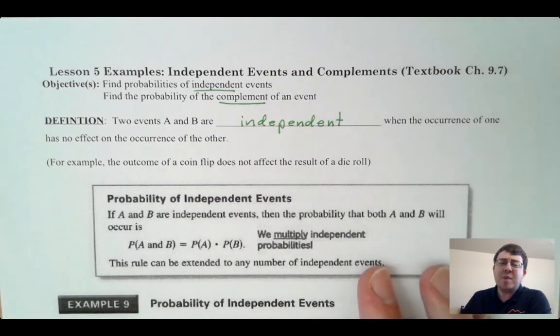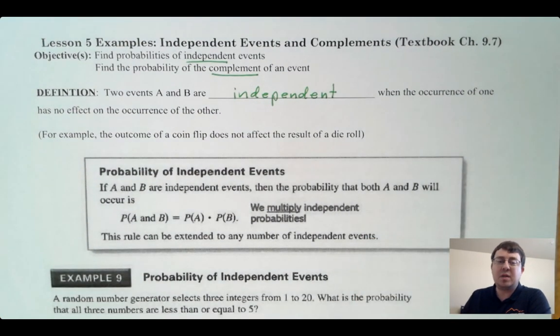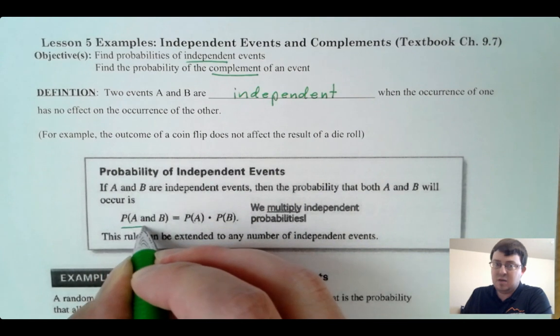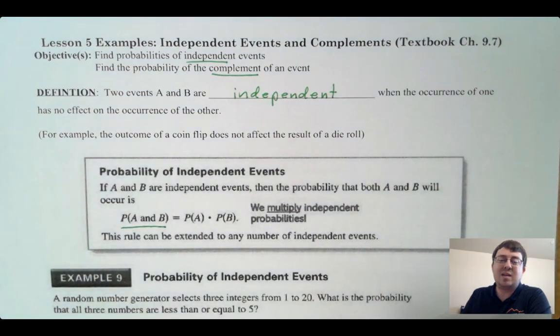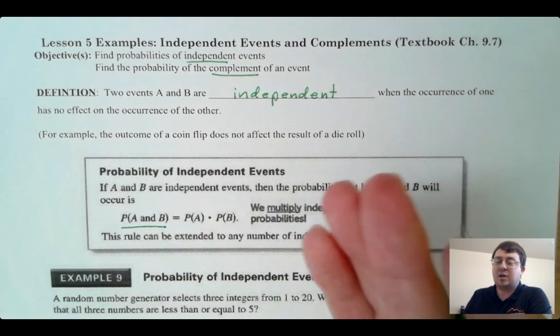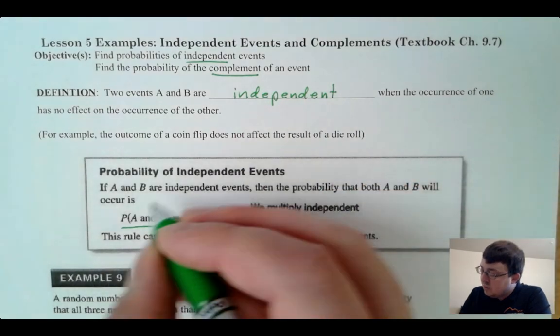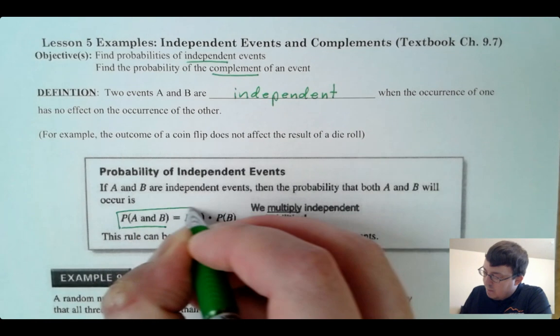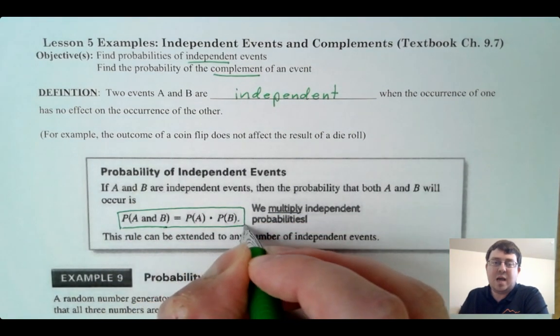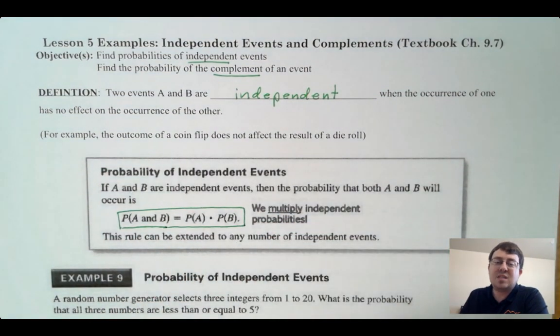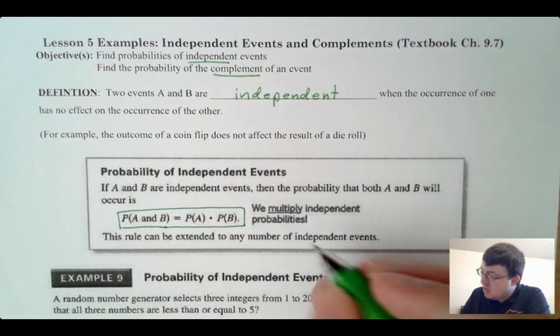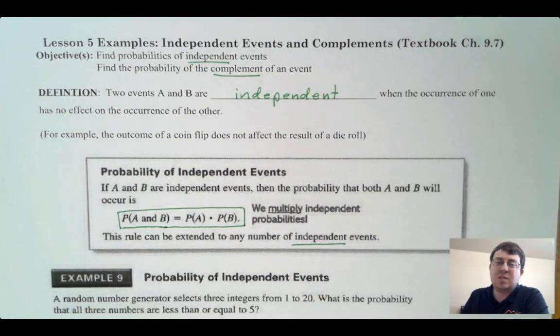So if we have independent events, we have a very simple way to find the probability that both events occur. If I want A and B to occur, and A and B are independent, such as a die and a coin, then all we have to do is use this formula where we multiply the probability of the first one happening times the probability of the second one happening, as long as these are independent events. So this only works if these events are independent. Some events are not independent. That's what we'll talk about on Friday.